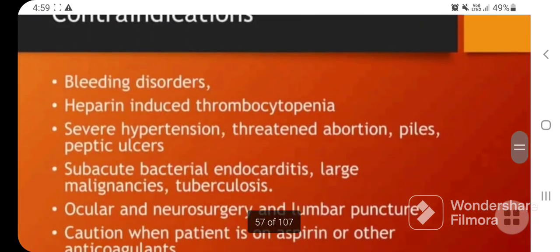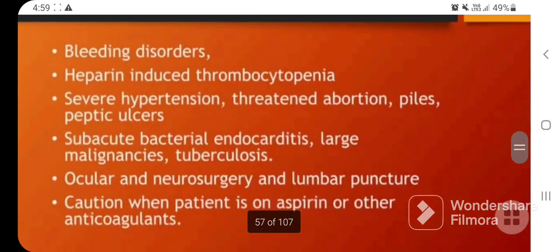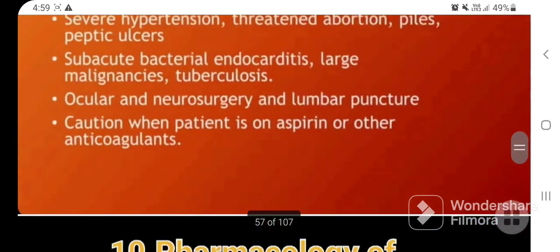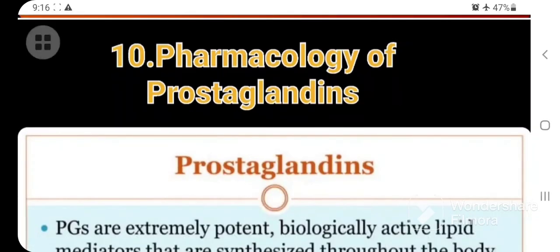Contraindications: bleeding disorders, severe hypertension, ocular or neurosurgery. Yes, these are all the contraindications. Our next question is the pharmacology of prostaglandin. It is a very important question asked many times in our examination. Clear? Now what does it say?